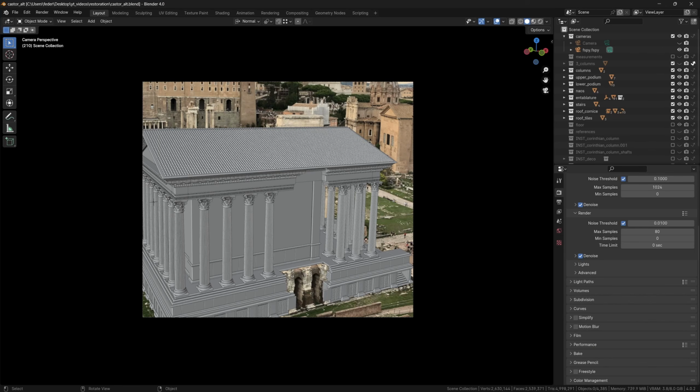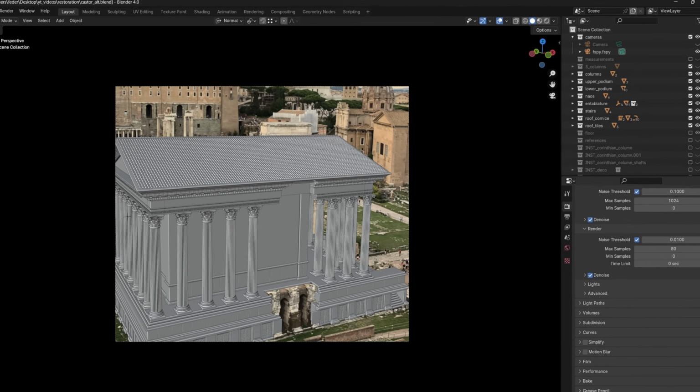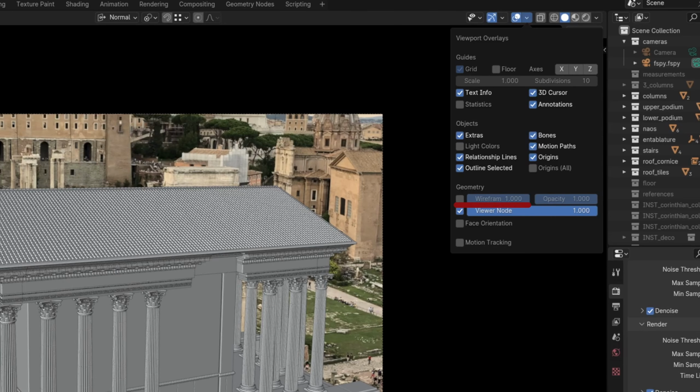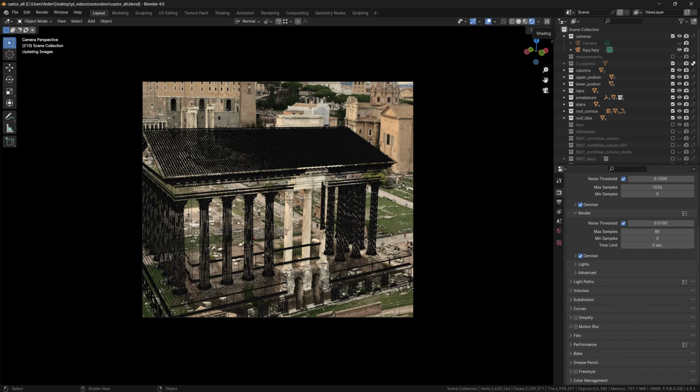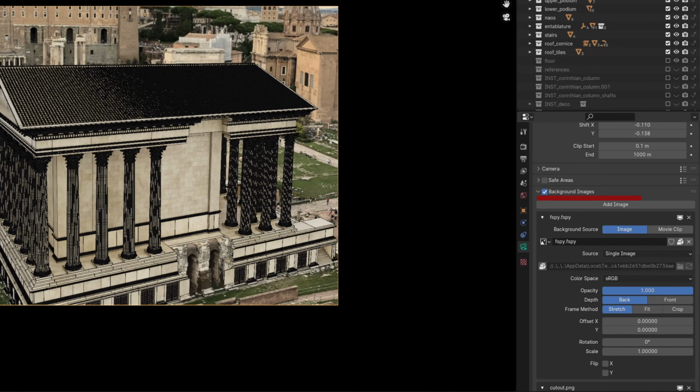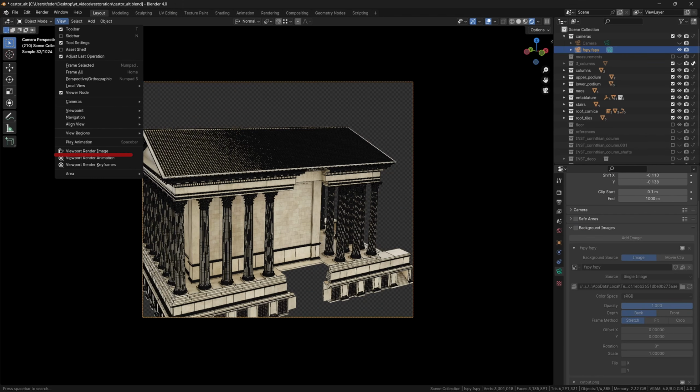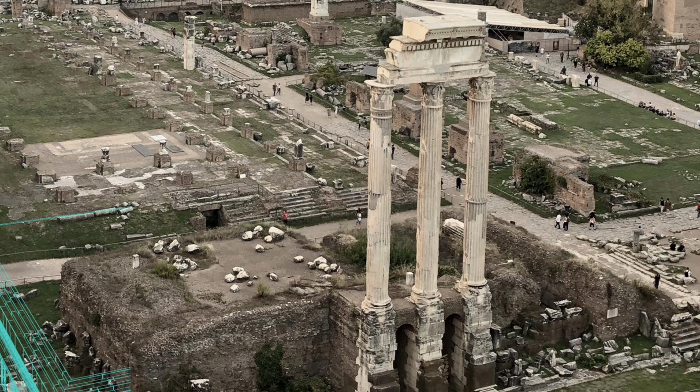One last tip. If you need a wireframe render of your model, you can do the following. Just enable the wireframe option in the overlays menu and switch to the viewport shading mode. Disable whatever images you have applied to your camera and under View, select Viewport Render Image and you're good to go. And that would be it.